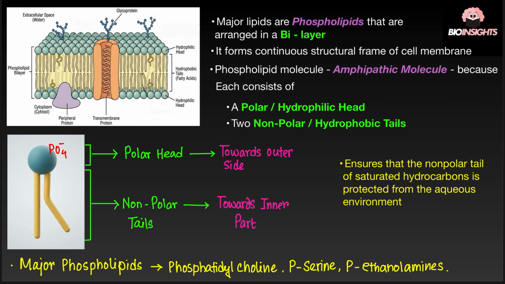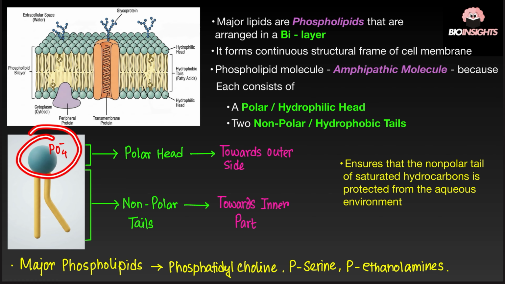Now, phospholipids are amphipathic molecules because each molecule consists of a polar head and two non-polar tails within the same molecule. The polar head is called the hydrophilic head, that means water loving. Why? Because it contains an active phosphate group which is polar and attracted to water. In case of hydrophobic tails, phobia means fear, and hydrophobia means fear of water. These are fatty acid chains that repel water.